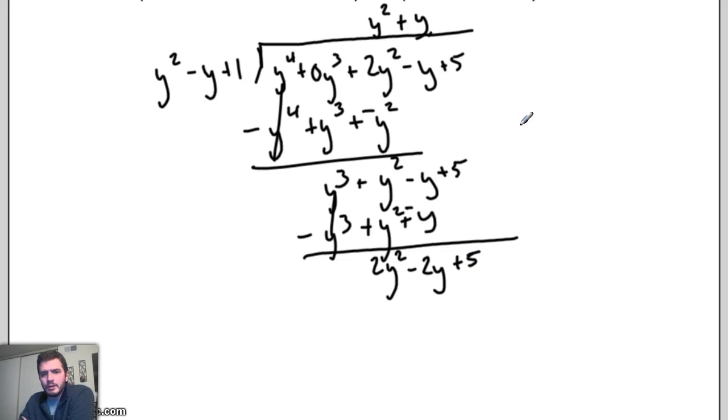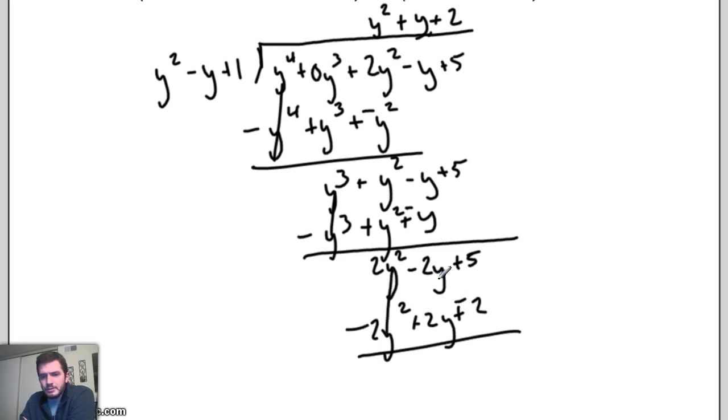And then this will be the last step. What do you multiply y squared by in order to get 2y squared? That's going to be plus 2. So 2 times y squared is 2y squared. 2 times negative y is negative 2y. And then 2 times 1 is just 2. So subtract, that cancels, and then you'll be left with 3. So the remainder is 3.